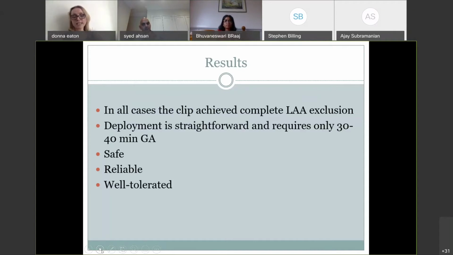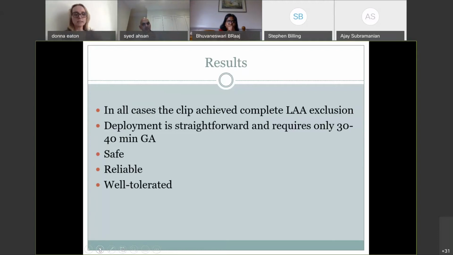It's very safe, it's very reliable, and it's very well tolerated by patients, to the extent that I'm very happy to add that on during a long lobectomy case, for instance, to put a left atrial appendage clip on at the end of the procedure if that's required.